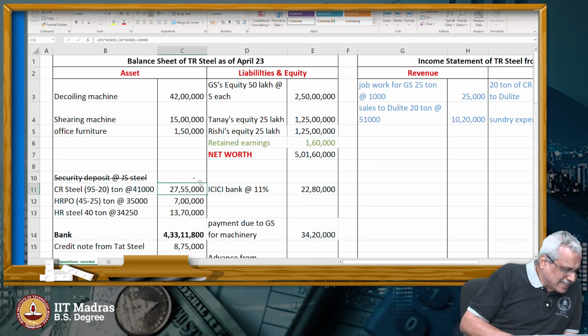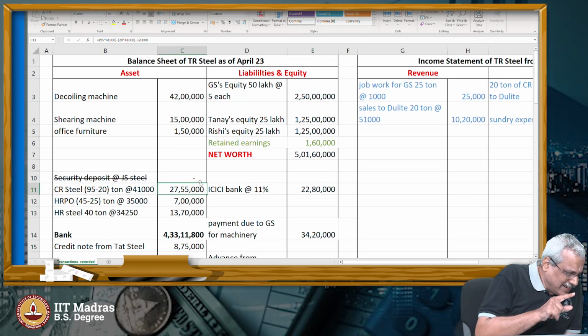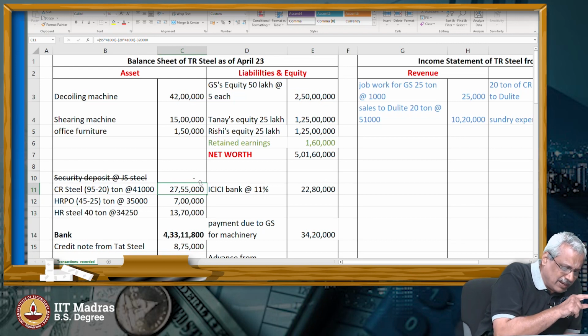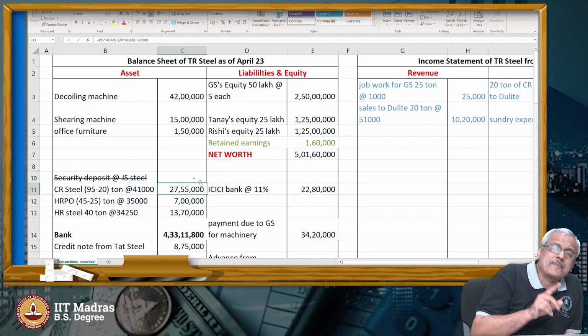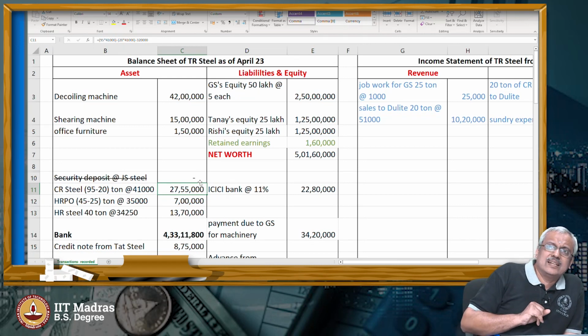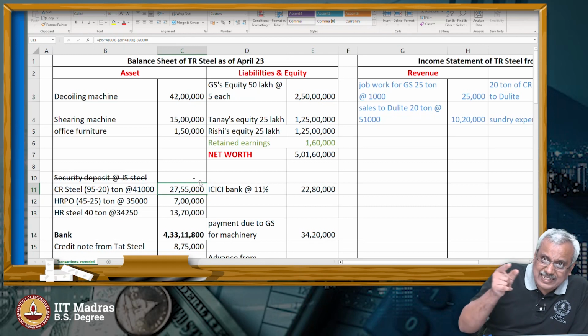Go back to the transaction related to April 17th. It says HRPO was used for delivery to Modern Barrels, that is the order to be processed and delivered on April 21st, and the customer settled the balance immediately on the same day through RTGS. So what has happened? On 25th April, a transaction has taken place.